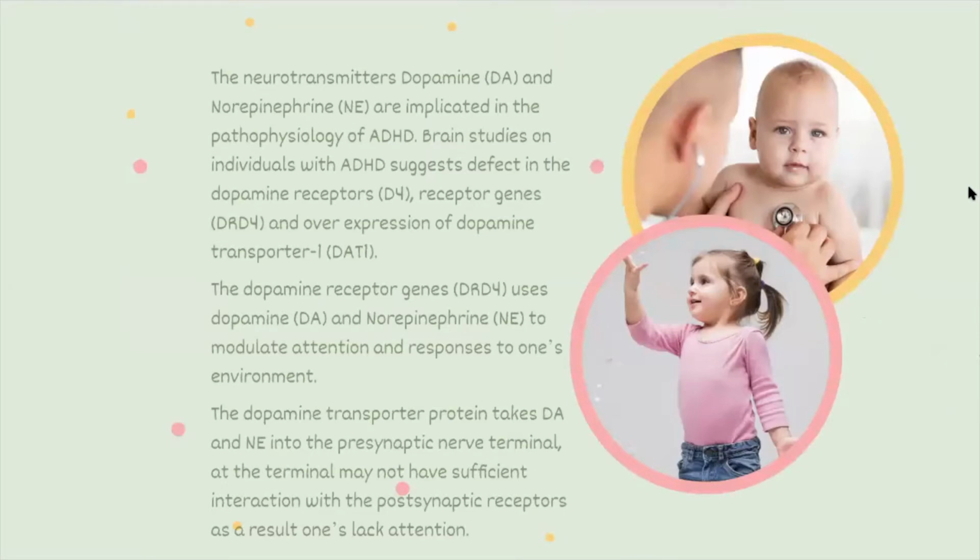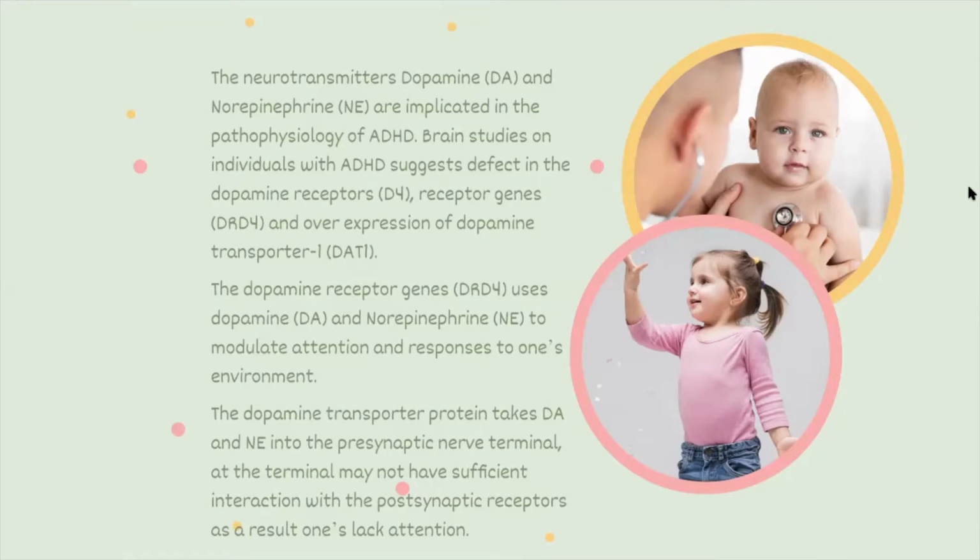The neurotransmitters dopamine (DA) and norepinephrine (NE) are implicated in the pathophysiology of ADHD. Brain studies on individuals with ADHD suggest defects in the dopamine receptor D4 gene, DRD4, and overexpression of dopamine transporter 1, DAT1.